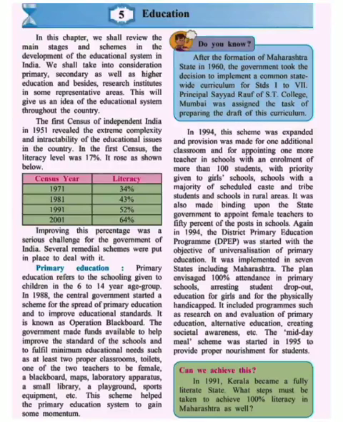Hello everyone. So today in this session we are going to cover chapter number 5, education, which is on page number 23. In this chapter we shall review the main stages and schemes in the development of the education system in India. We shall take into consideration primary, secondary as well as higher education, and besides, research institutes in some representative areas. This will give us an idea of the educational system throughout the country.